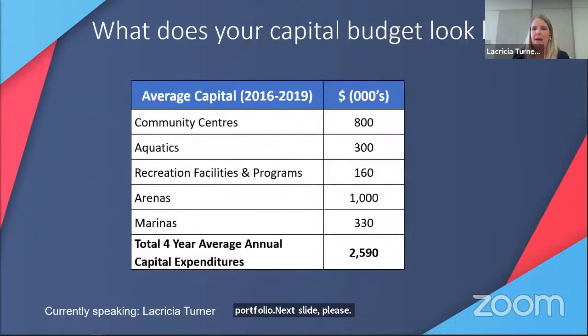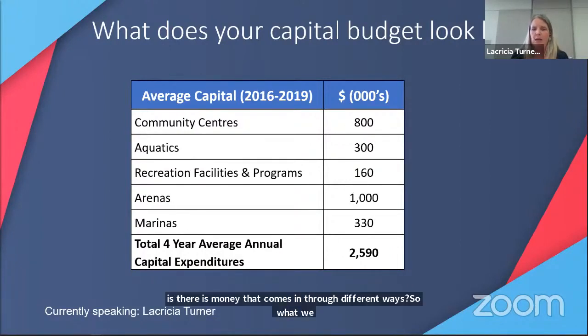So just taking a look at our capital, I think this is extremely important information for people to know. Our total four-year average of capital expenditures is approximately $2.6 million. There's money that comes in through different ways, so what we do with the capital is a couple of things.